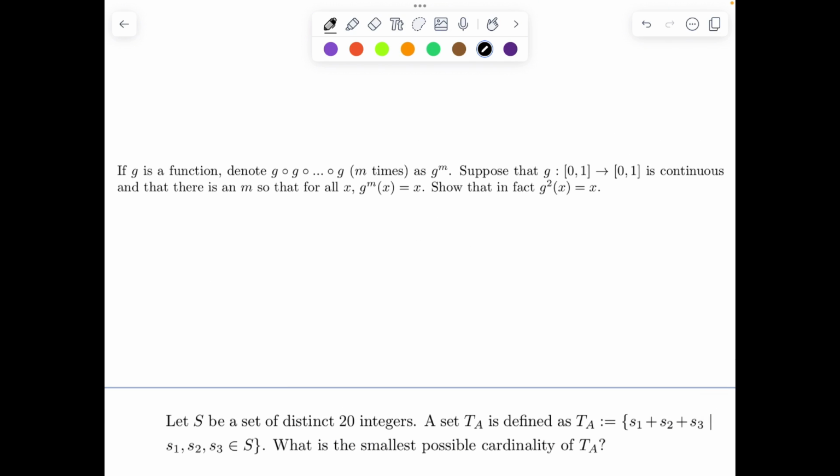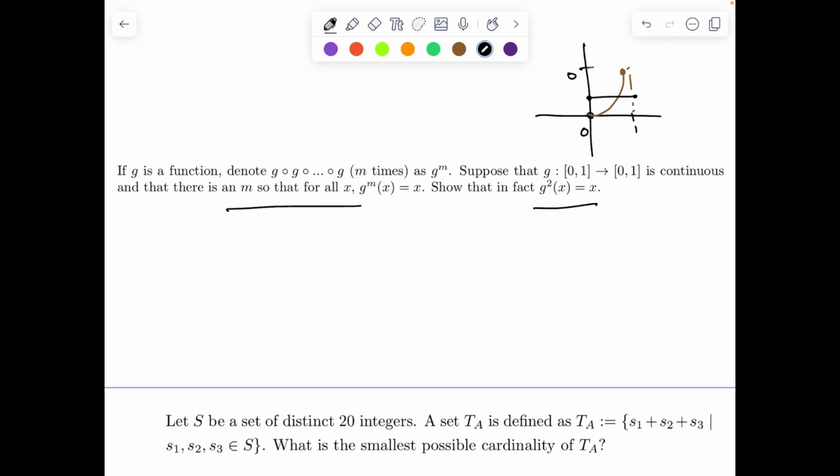So the next one: g is a function, and g composed m times is denoted g to the power m. Suppose g from [0, 1] to [0, 1] is continuous. So there is some function from [0, 1] to [0, 1], and it's a continuous function. The function might end up being constant also. It can be anything. And suppose there is an m such that g composed m times is x. Then we have to show that even g composed twice is also x. So the composition of g taken two at a time has to be x.